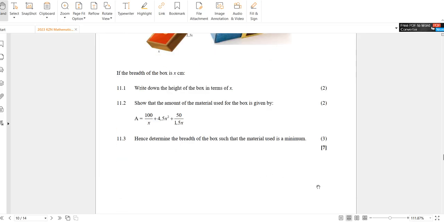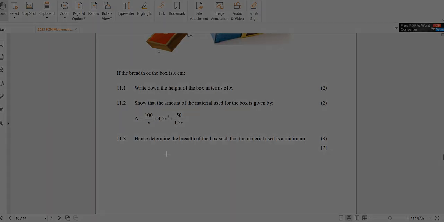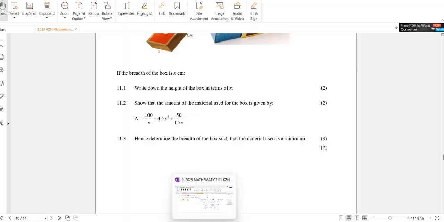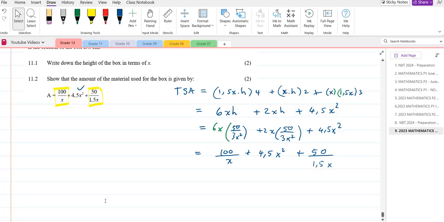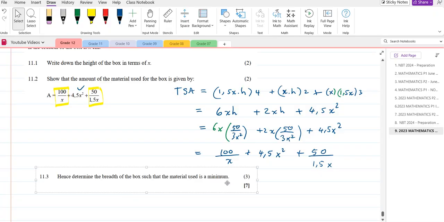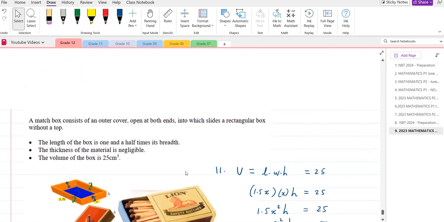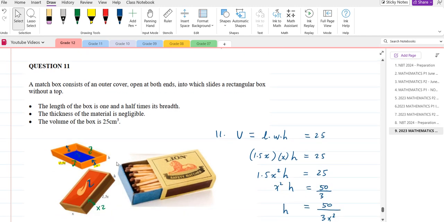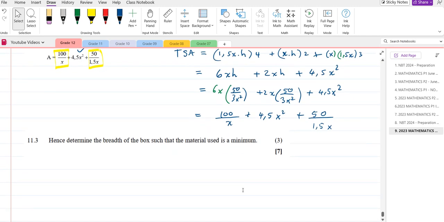Hence, determine the breadth of the box such that the material used is minimum. So we want to minimize. And what's the breadth? The breadth is just the value of x. Remember, the length is 1.5 times its breadth, so they made the breadth x. So breadth is equal to x.